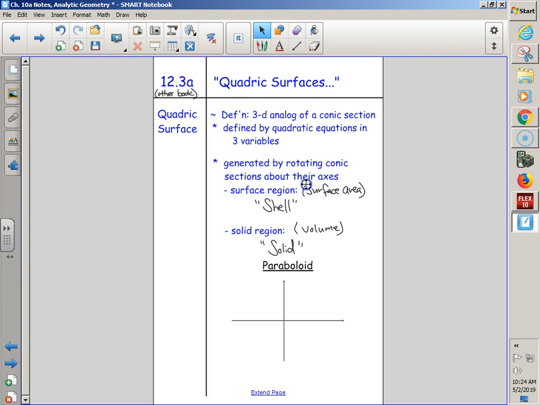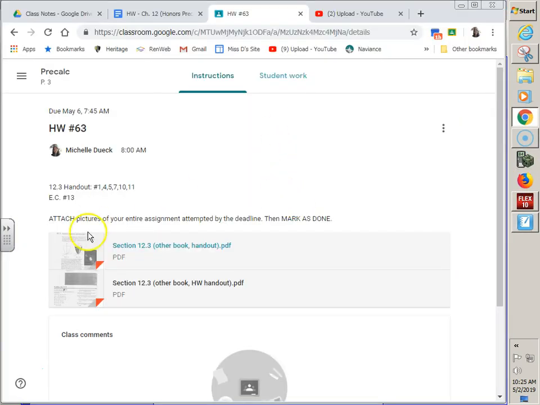So when I'm looking at these quadric surfaces, we're typically just sketching the surface. We're typically just sketching the shell. That doesn't mean that we couldn't ever think about the volume, think about what's inside once we get the shell. But we're technically just thinking about the shell.